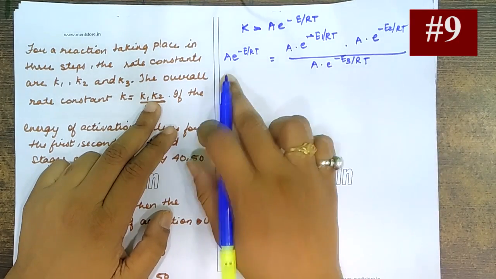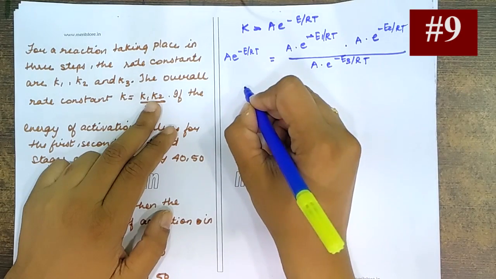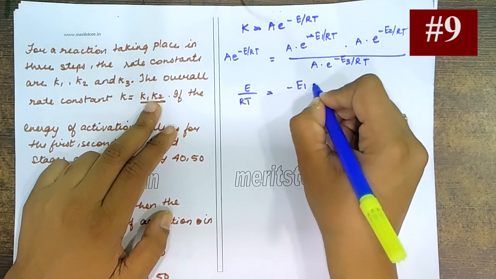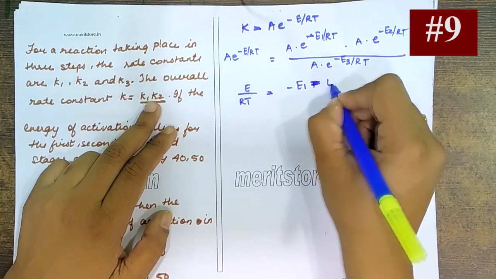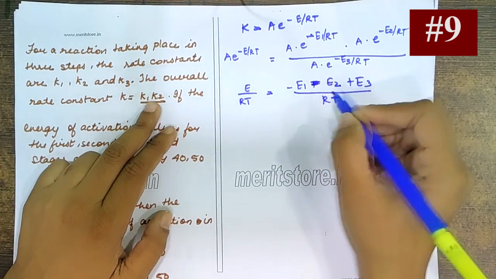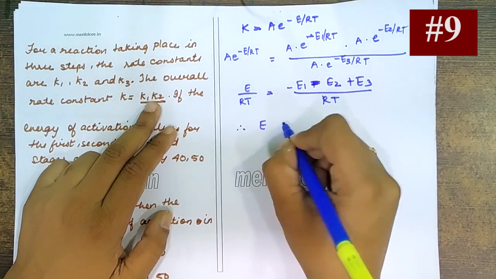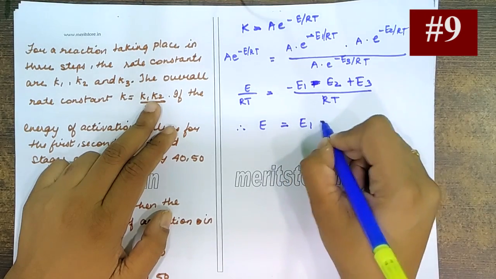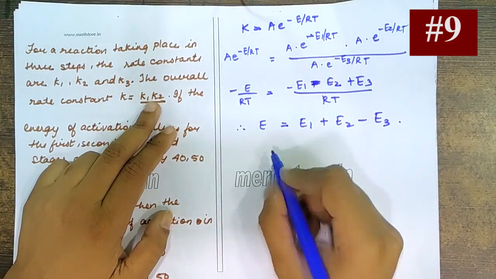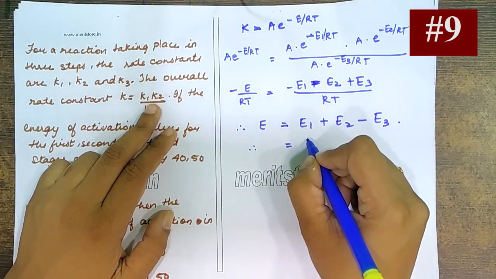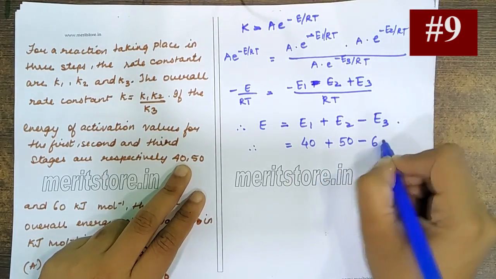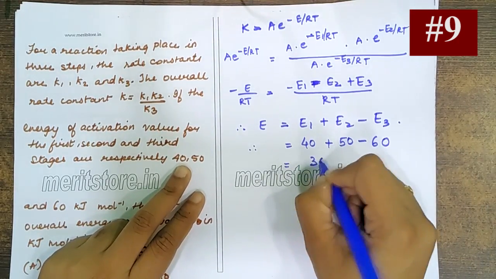So if I remove the exponents, I'll get E upon RT will be equal to minus E1 minus E2, this will become plus E3 upon RT. So removing that, we'll get finally E is equal to E1 plus E2 minus E3. So this will be equal to E1 is given 40, E2 is given 50, minus 60. So 90 minus 60, it's 30 kilojoule per mole.